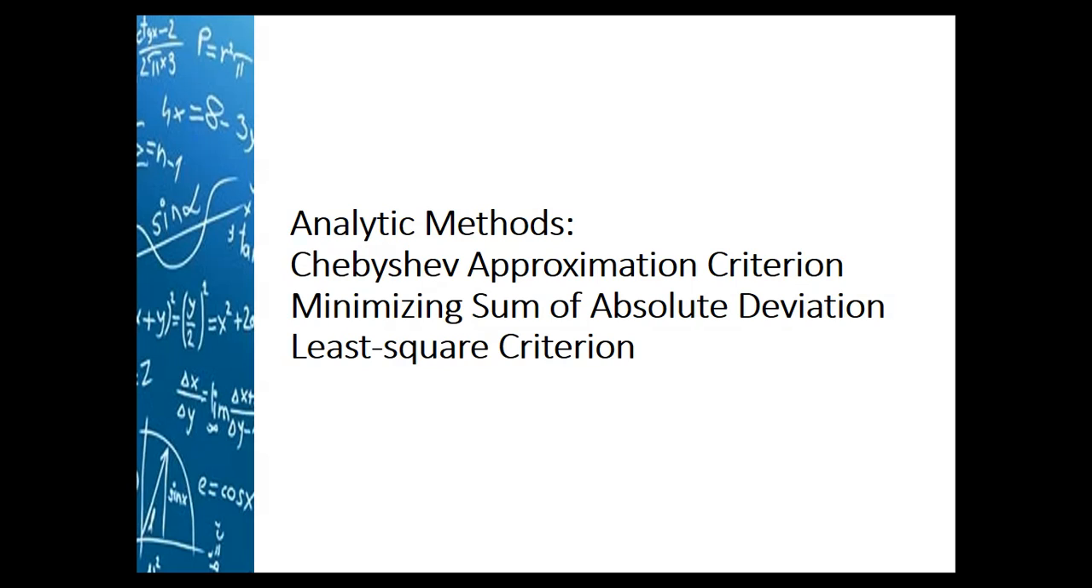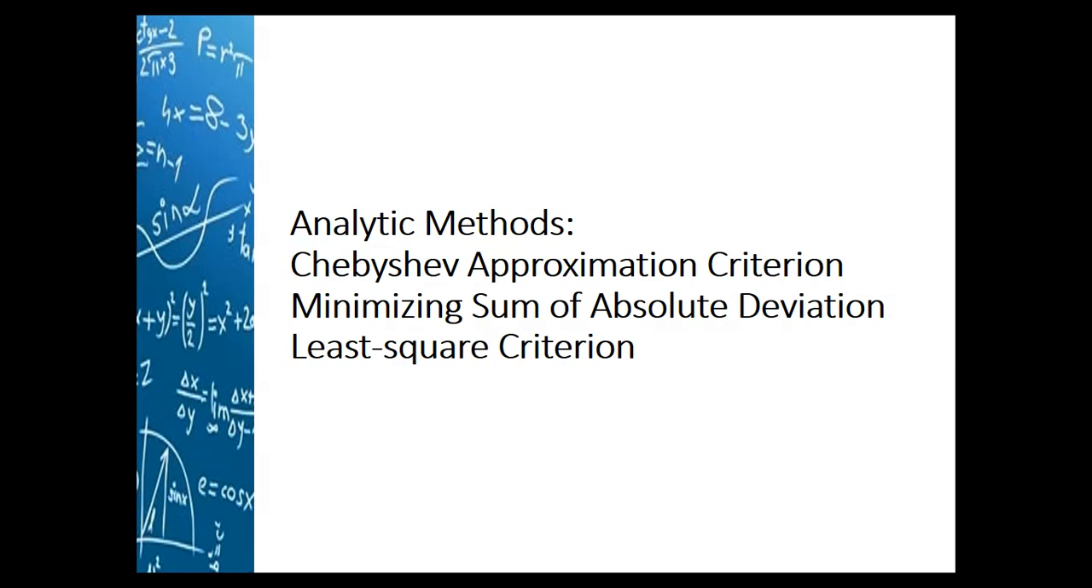If you notice from the previous part one, model fitting is normally focusing on the deviation, the deviation from the observed data set versus the real data set, something like that. By the end of the day, how can we do just that? We have the Chebyshev approximation criterion. The second one is minimizing the sum of absolute deviation, and the third one is the least square criterion.